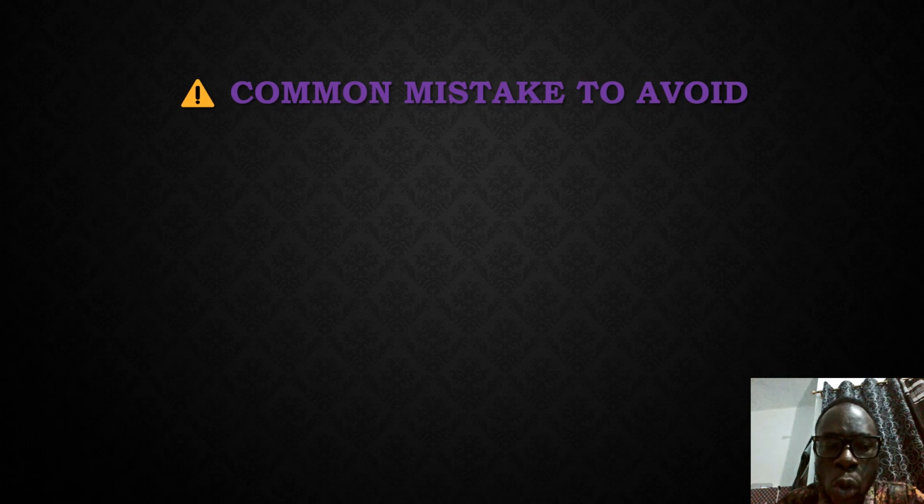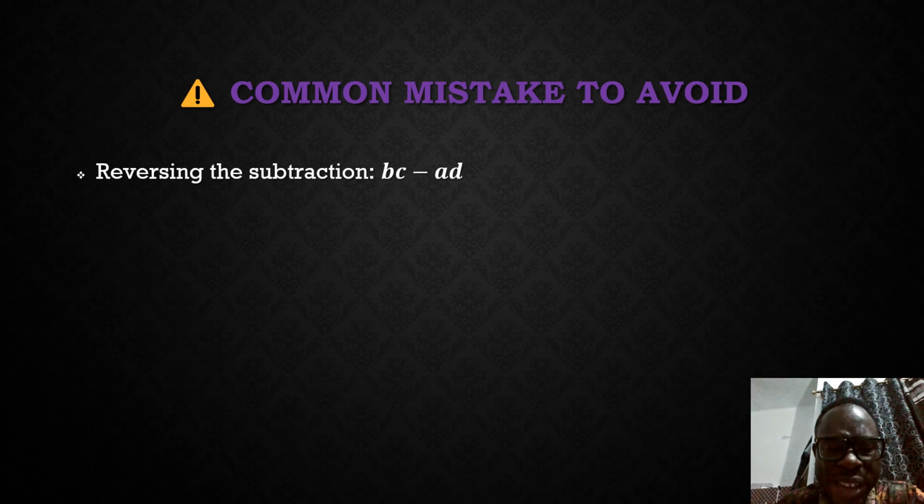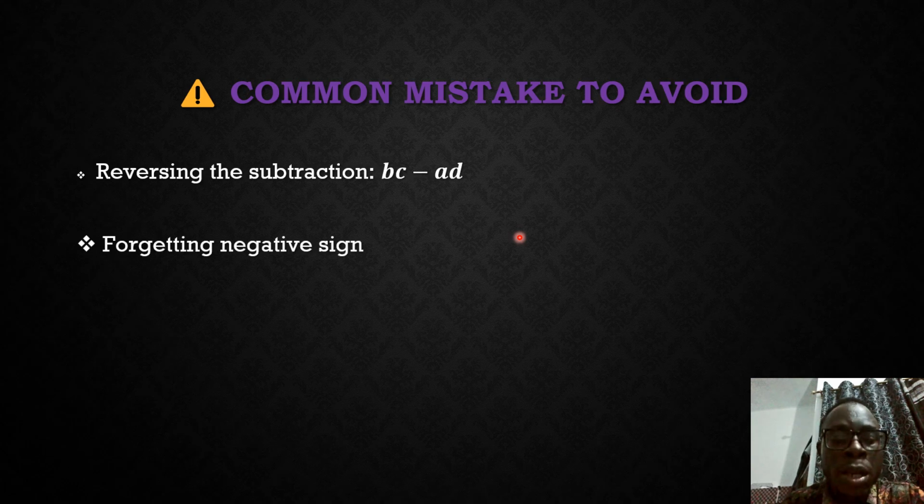Now let's get to know some common mistakes to avoid. The first one is reversing the subtraction. Some students will be reversing the subtraction process. We have to understand that subtraction is not commutative, so we need to maintain the position of each of the terms. The product of the leading diagonal is supposed to be the first term minus the product of the next diagonal. Don't change their position.